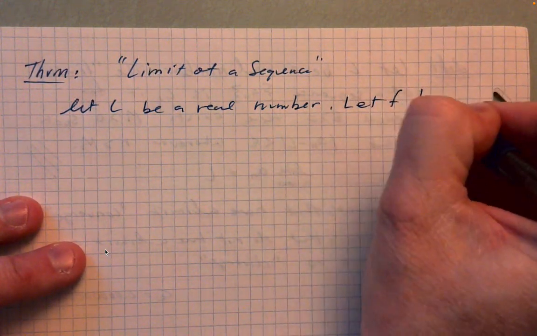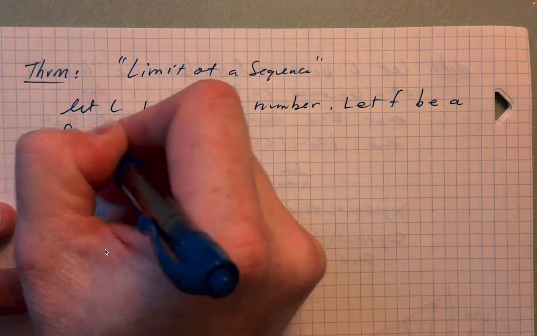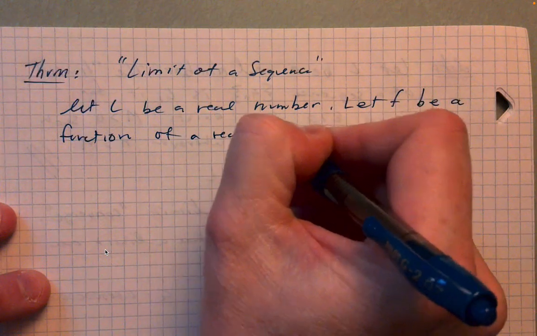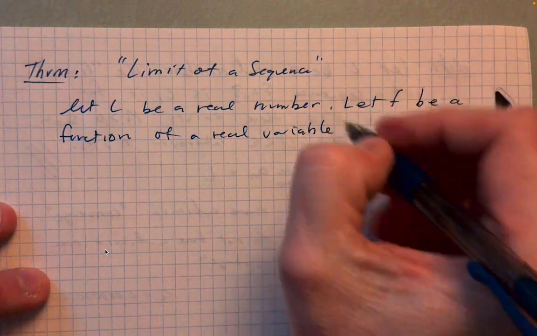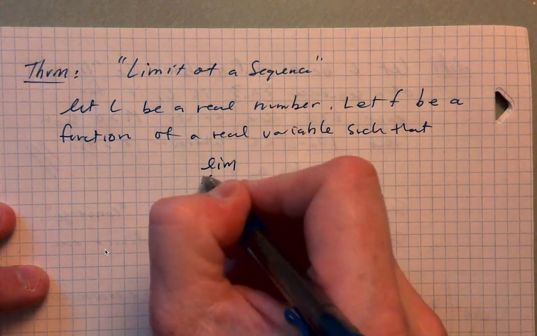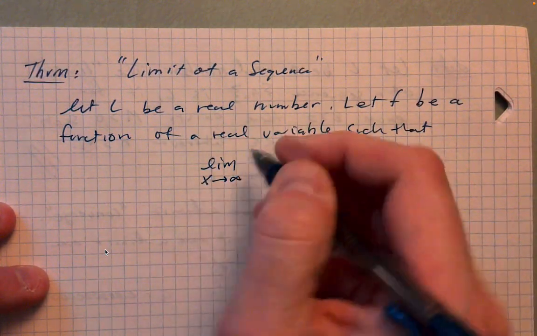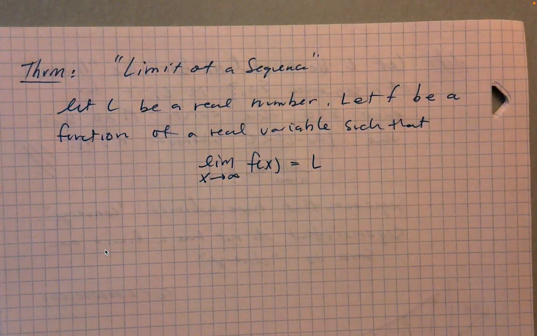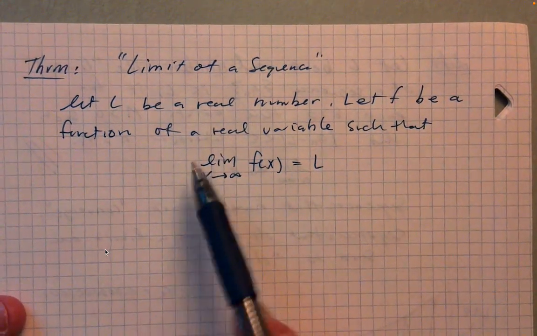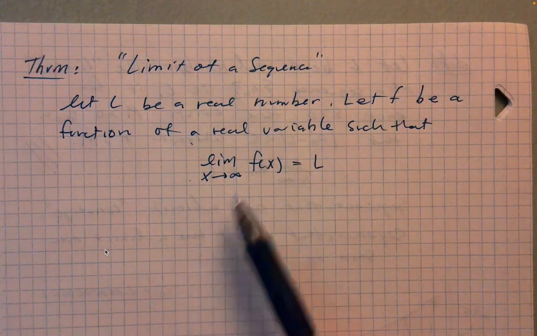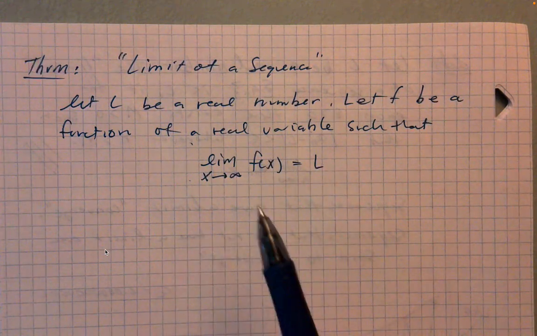Let f be a function of a real variable such that the limit as x approaches infinity of f of x is equal to L. So L is a real number, f is some function, right? So seemingly we're back in calculus 1. So f is a function of a real variable that has a limit as x goes to infinity. As x grows, the function approaches this value L.